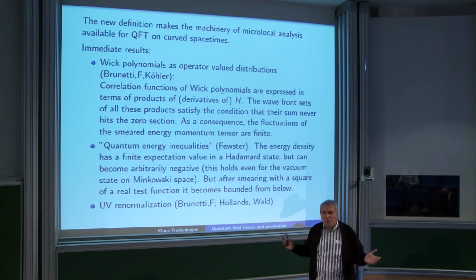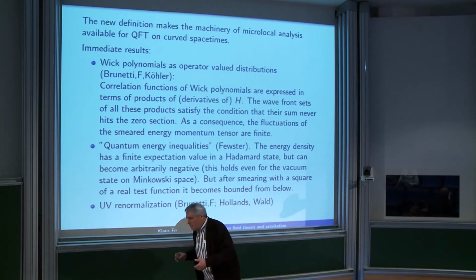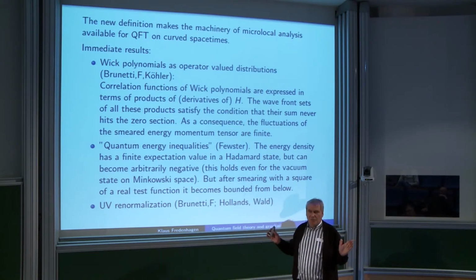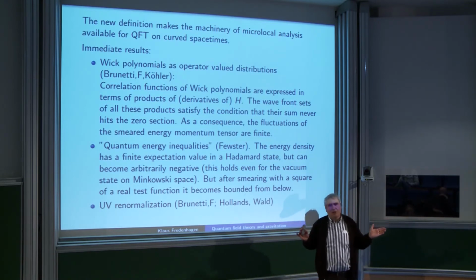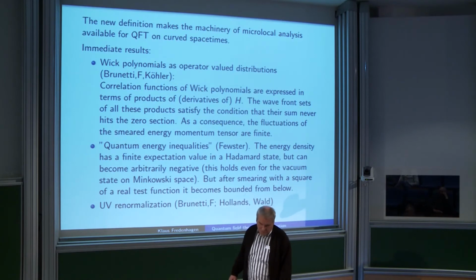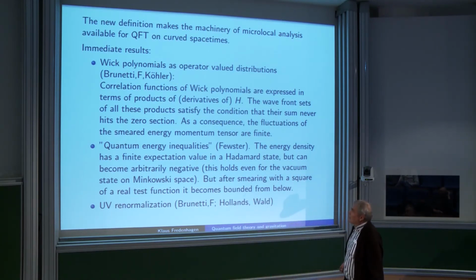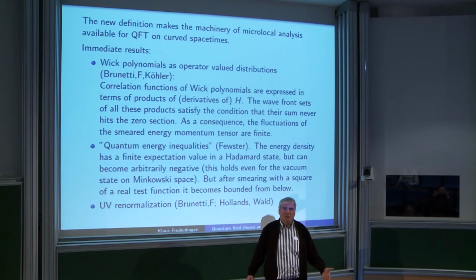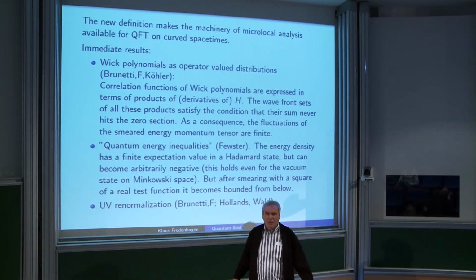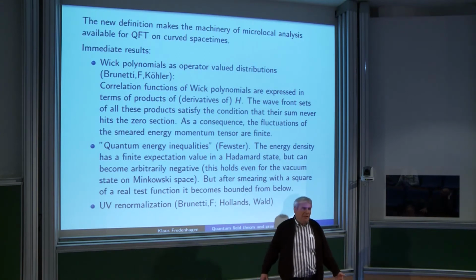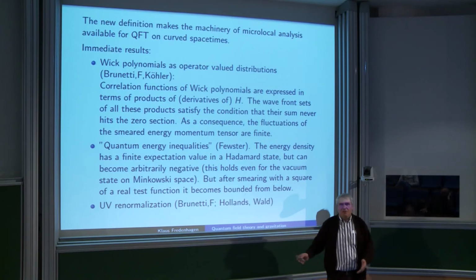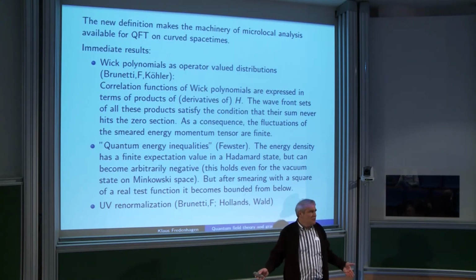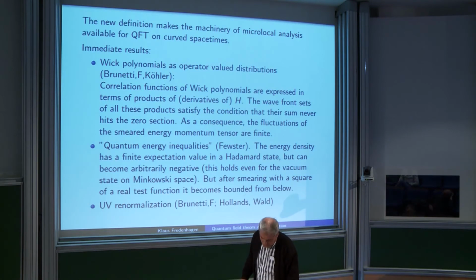And this can be done in terms of the wavefront set. The condition is that the sum of the wavefront sets of the factors should never hit the zero section of the cotangent bundle. And this is just a consequence of this positivity condition on the covectors. For instance, in this way you can prove that in a Hadamard state not only the expectation value of the energy momentum tensor is well defined, but even the correlations are well defined. So if you want to understand the back reaction by looking at the expectation value of the energy momentum tensor, of course you also have to look at the fluctuations, because otherwise the expectation value would not be of much use.